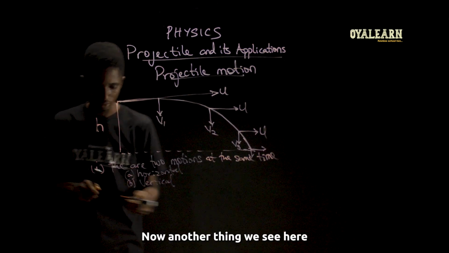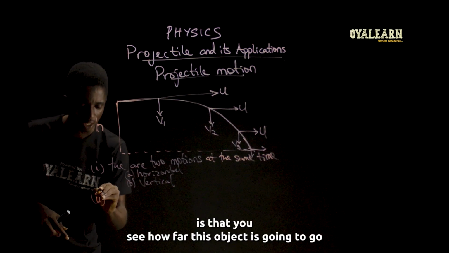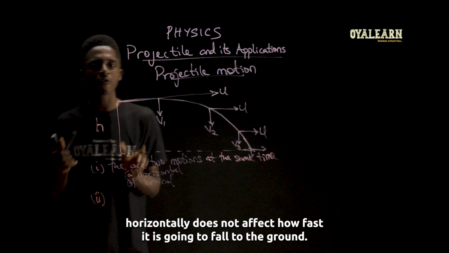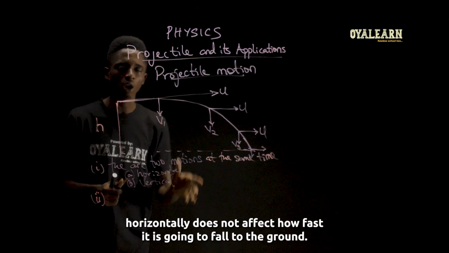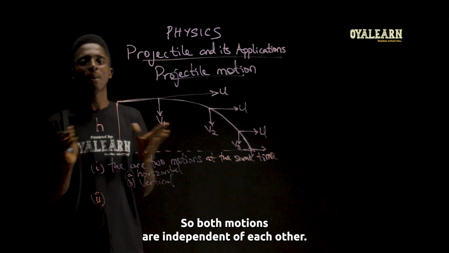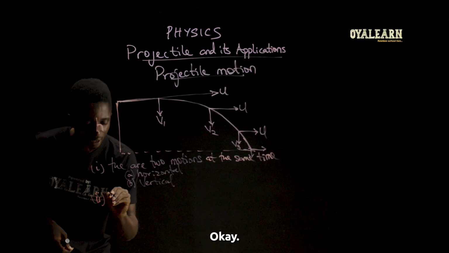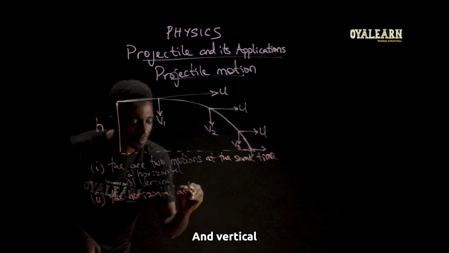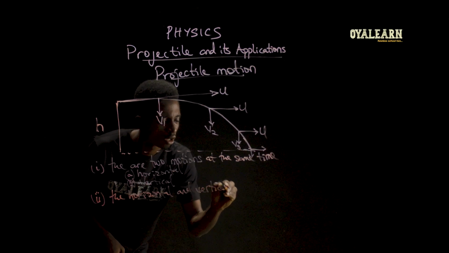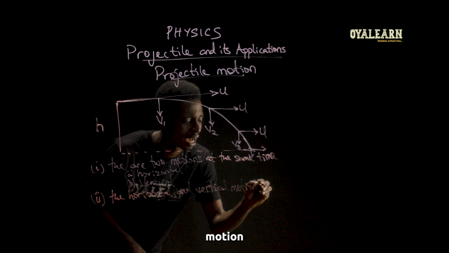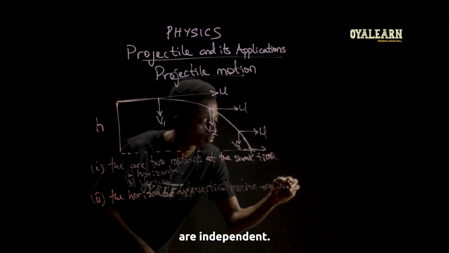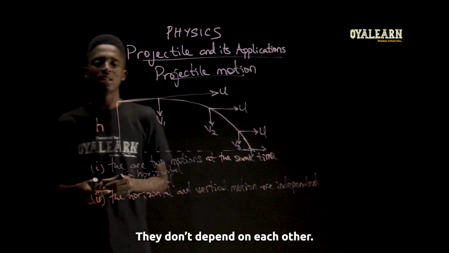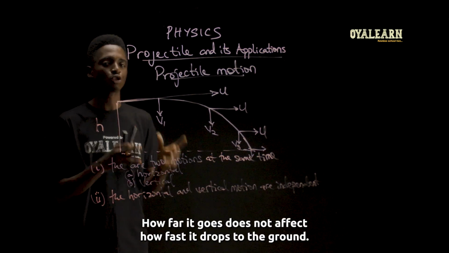Now, another thing we see here is that how far this object is going to go horizontally does not affect how fast it is going to fall to the ground. So both motions are independent of each other. Okay? The horizontal and vertical motion are independent. They don't depend on each other. How far it goes does not affect how fast it drops to the ground.